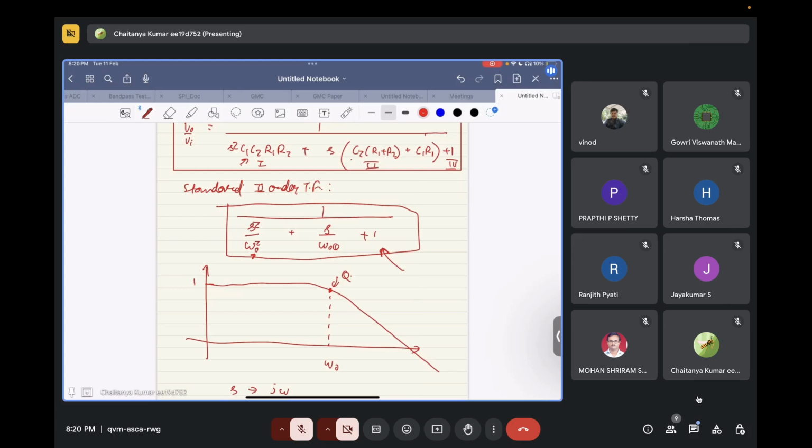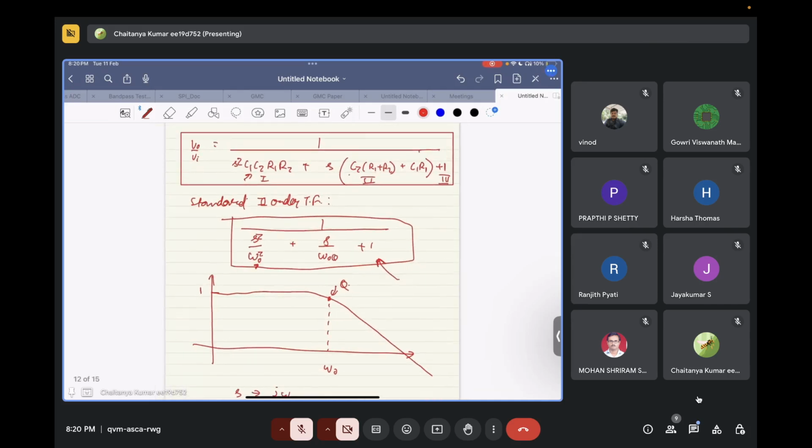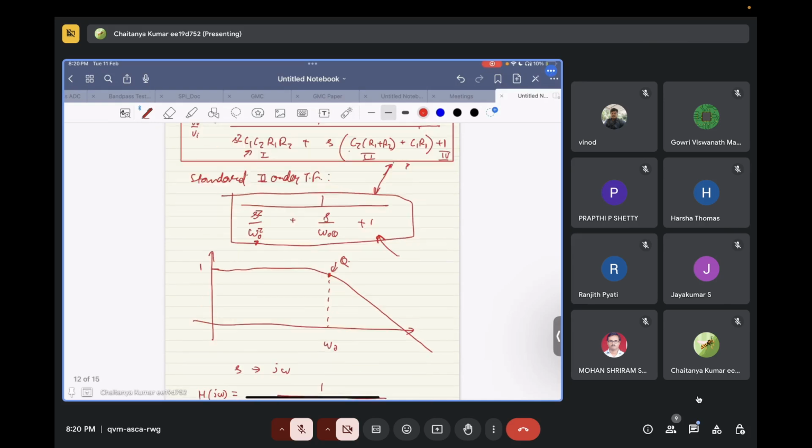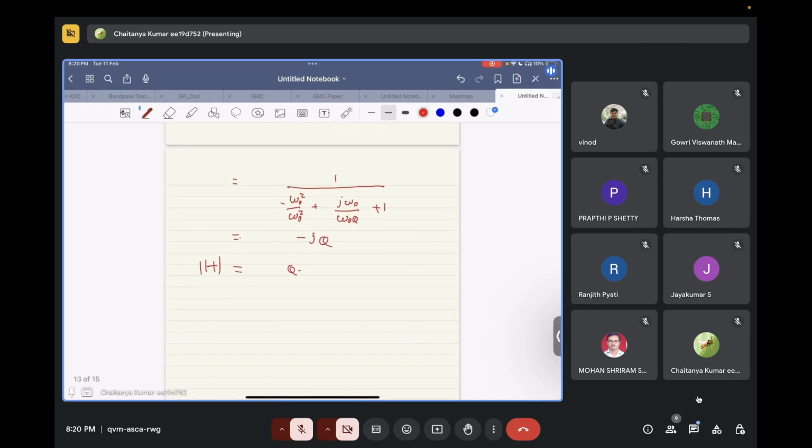Okay, so I hope it is clear till this point. And now let's try to find the analogy between the transfer function that we have got from the circuit that we have made and the transfer function that we have written over here, the standard second order transfer function.